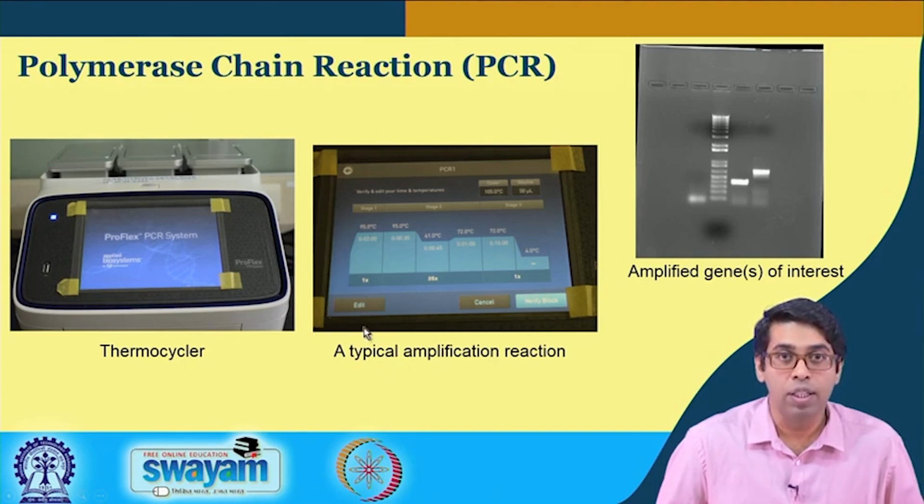This is how a typical PCR instrument looks, and one typical PCR cycle is shown here. The initial step is where you heat it up to 95 degrees, and then these particular steps are repeated several times. Here we repeat it 35 times, and then we stop our reaction.